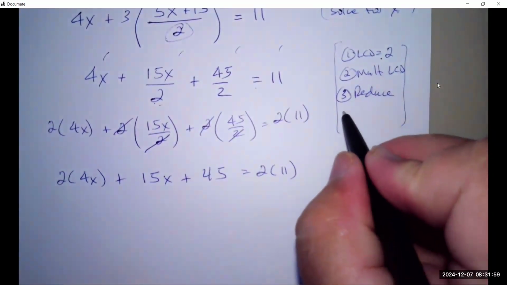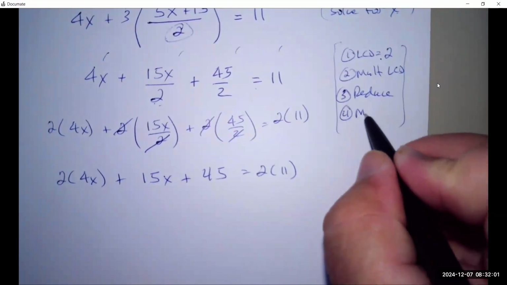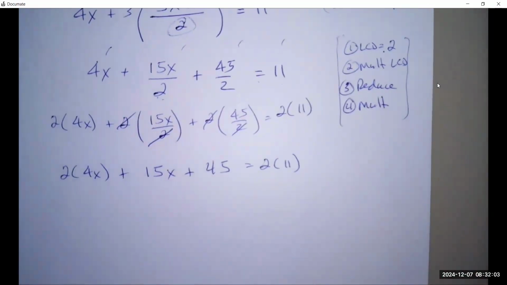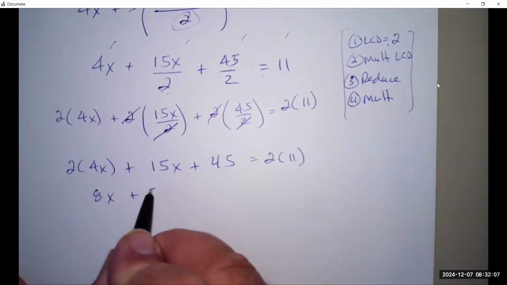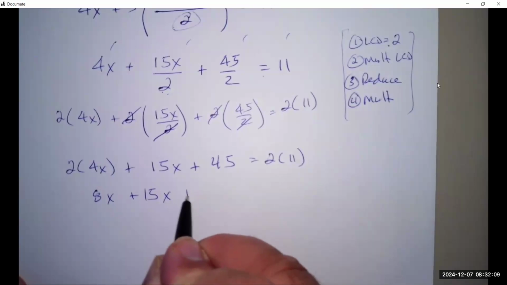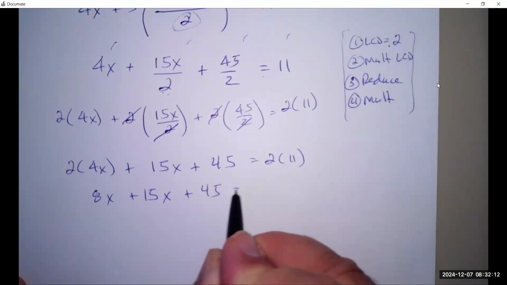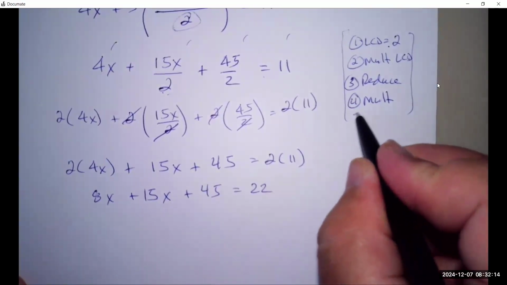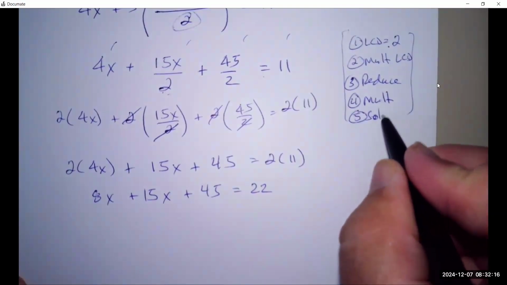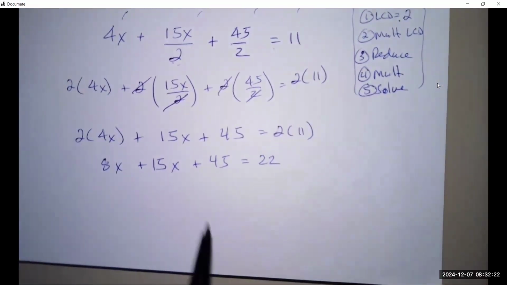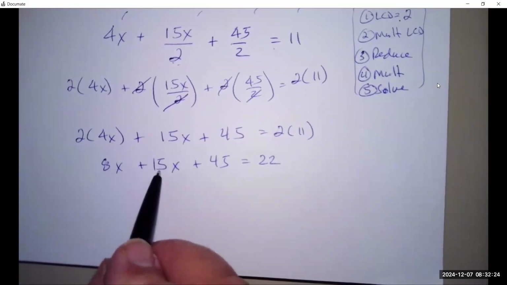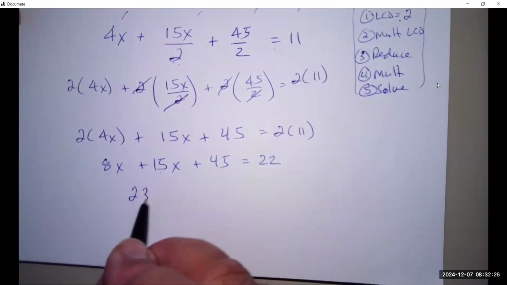It goes 2 times 11. Multiply to get rid of the parentheses. 2 times 4 is 8x plus 15x plus 45 equals 22. And then solve. These are the same 5 steps we've been using since day 1 of the semester. Solve for x. 15 plus 8 is 23x.